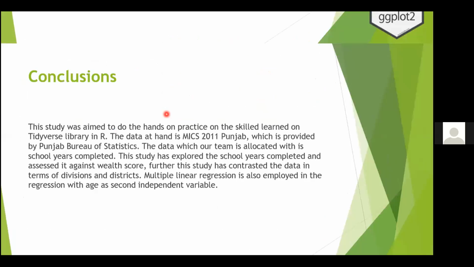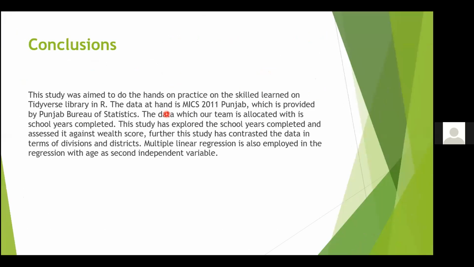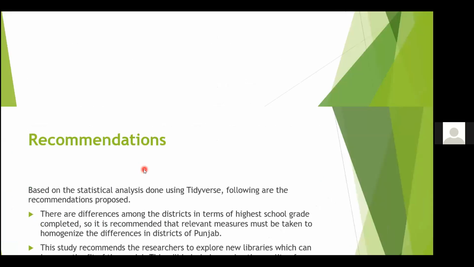You can say that this study aimed to hand over the practice and skills on the TIDYVERSE library, using the Multiple Indicator Cluster Survey 2011 Punjab, which is provided by the Punjab Bureau of Statistics. The data our team was allocated was the school year completed. The study explored the school year completed and assessed it against the wealth score. Further, this study constructed the data in terms of division and district. Multiple linear regression was also implied, with age and school as independent variables.